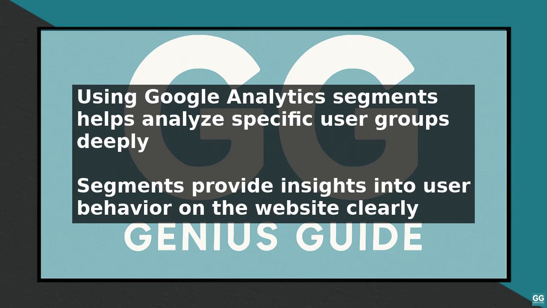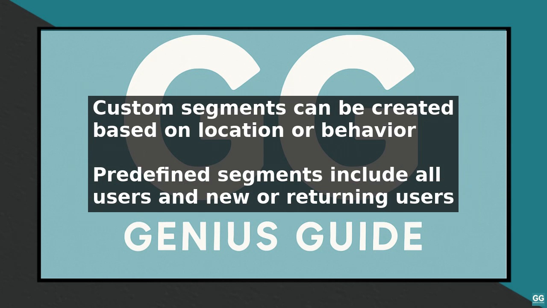Clicking on this will open a list of predefined segments, including all users, new users, and returning users. You can also create custom segments based on specific criteria such as location, language, device, or behavior. To create a custom segment, click on the New Segment button and select the conditions that define your segment.